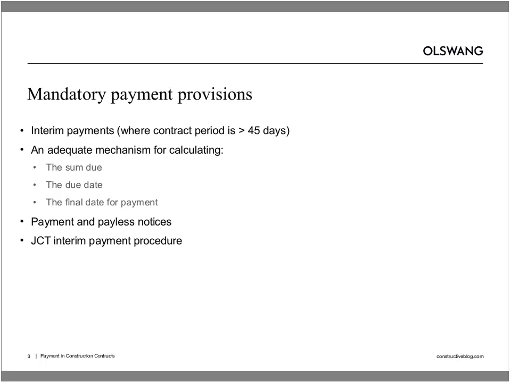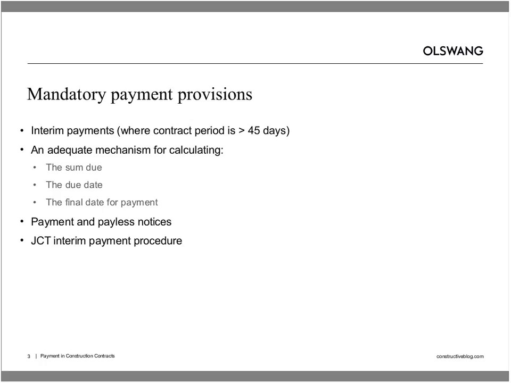And that gives the employer a lot of power in this process, because provided the employer issues its notice in time and in the correct format, the only way that the contractor can then challenge the employer's valuation of the works is to start an adjudication to challenge it.